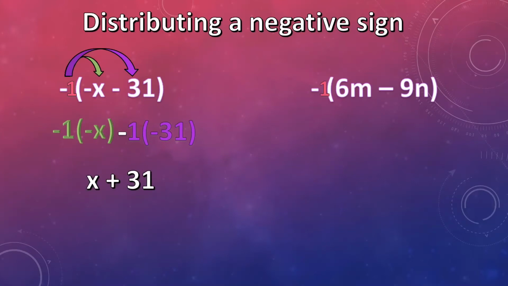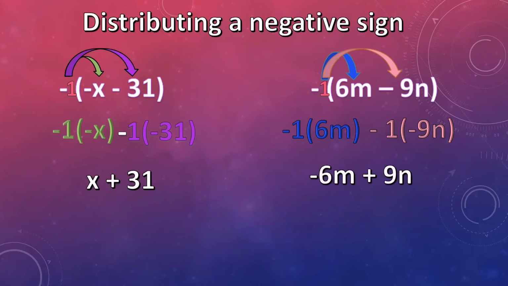Then again, we're going to have my negative 1 here that has to go to my 6m. And when I give it, I'm multiplying. And then when I give it to my negative 9, I'm still multiplying. Think, when a teacher says distribute these papers to the class, you're giving one to every single person. So when you distribute something, it has to go to every single term inside. So my final answer should have been negative 6m plus 9n.